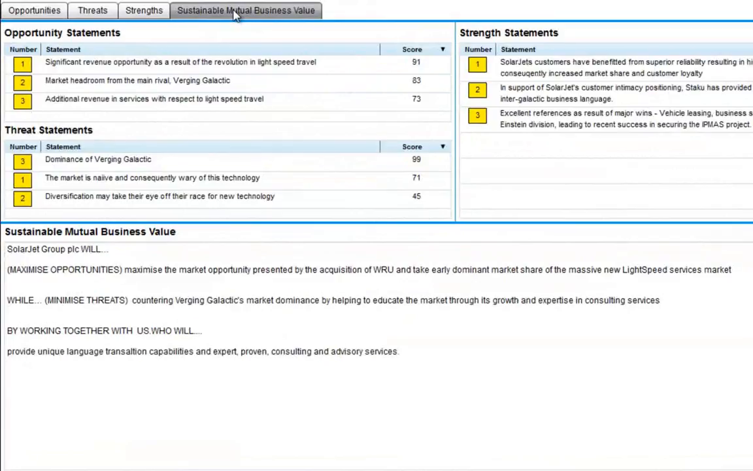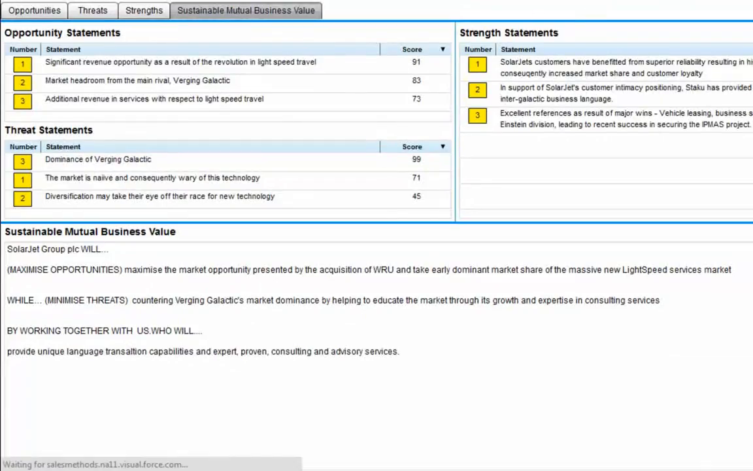For SolarJet and Staku, this is: SolarJet Group plc will maximise the market opportunity presented by the acquisition of WRU and take early dominant market share of the massive new light-speed services market, while minimising threats, countering Virgin Galactic's market dominance by helping to educate the market through its growth and expertise in consulting services. By working together with us, who will provide unique language translation capabilities and expert-proven consulting and advisory services.